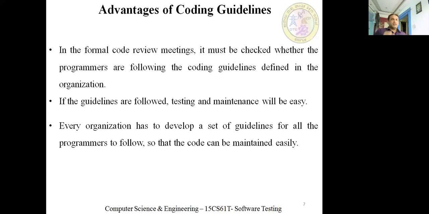For example, if the organization or company does not give guidelines, what happens? Every programmer may follow their own approach. The programming language has guidelines available, no doubt. But he may follow his own naming convention. He may call the files file 1, file 2, file 3, and so on. He may follow his own method.